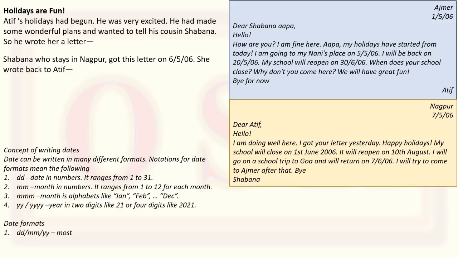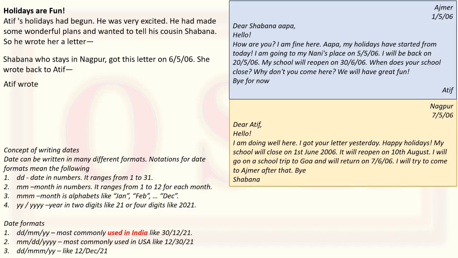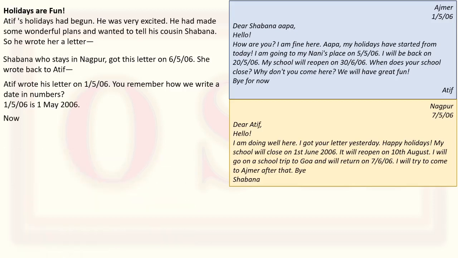Now date formats can be DDMMYY, most commonly used in India, like 30, 12, 21. MMDDYY, most commonly used in USA, like 12, 30, 21, and DDMMMYY like 12 December 21. Now Atif wrote his letter on 15/05/06. You remember how we write date in numbers, like 15/05/06 is 15th May of 2006.